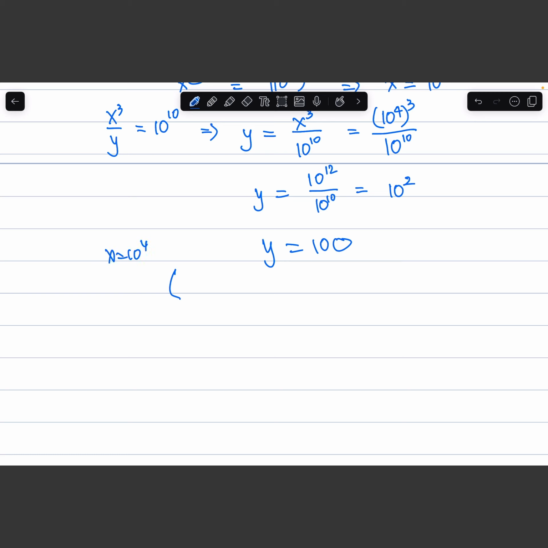So the pair of x and y would be x is equal to 10 to the power 4, which is 10,000, and y is 100. So this is the solution to the equation today.